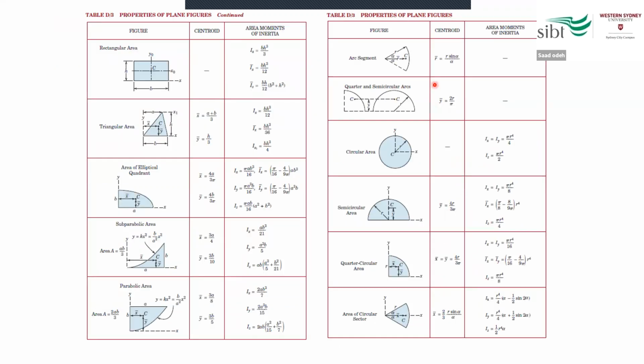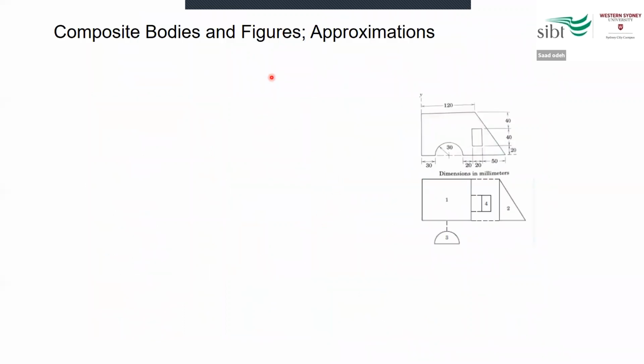Also, we use this table when we solve problems. If you have any shape like a rectangular area, we can simply find the centroid, which is the center of the rectangle. And for the triangular area, we use these ratios to find X bar and Y bar, and likewise for other shapes available in this table.